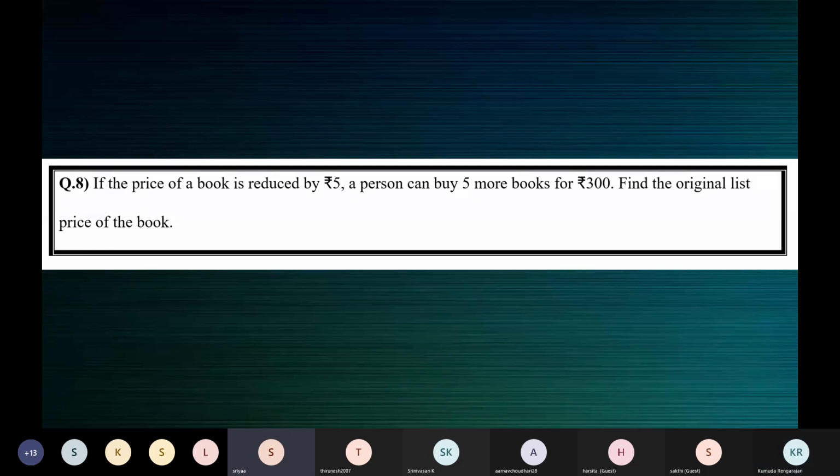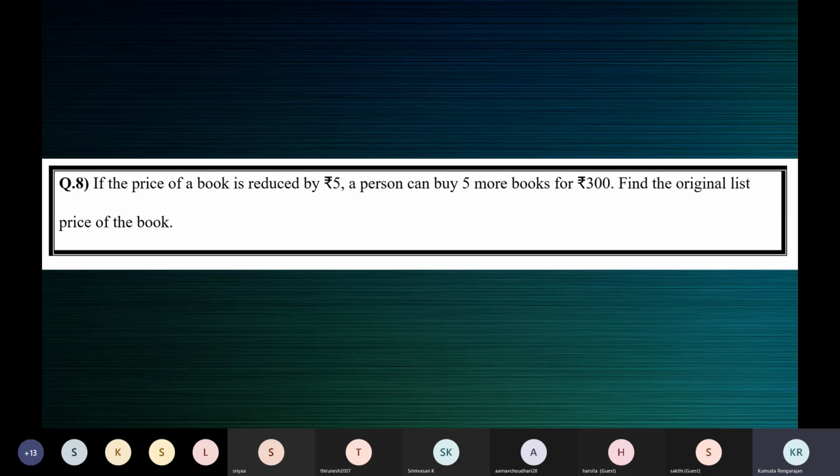Ma'am, is the price 20? 20. Yes, you're right. Okay.